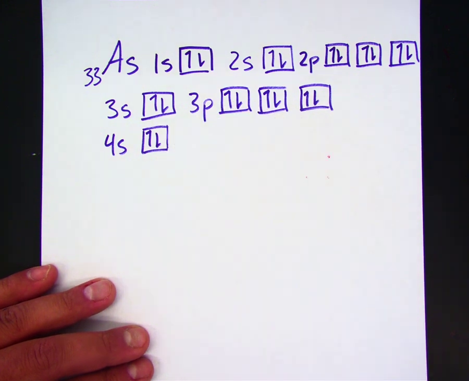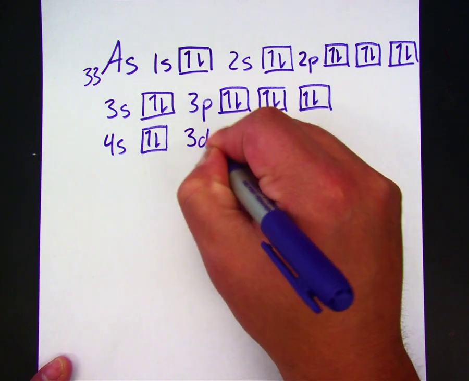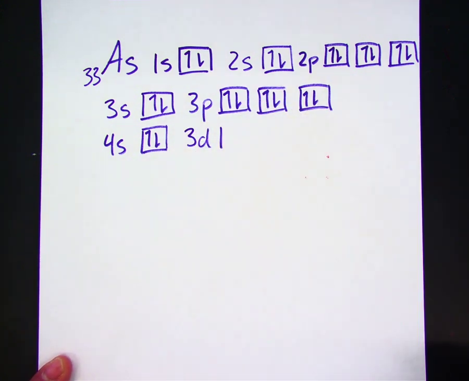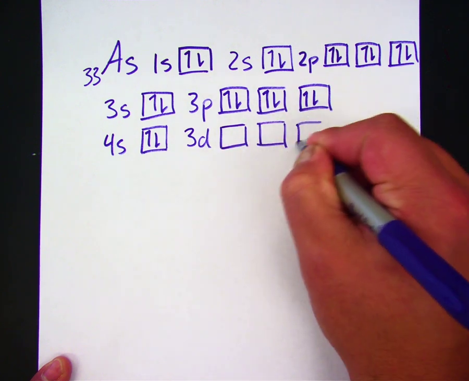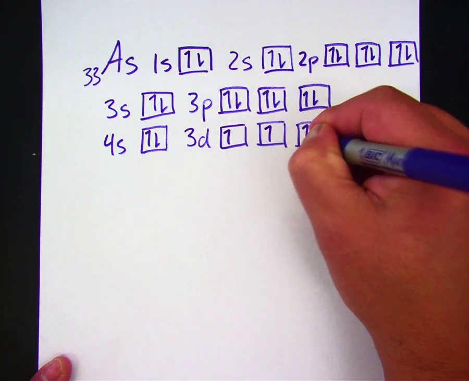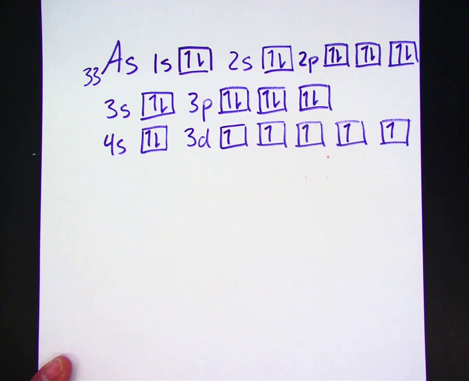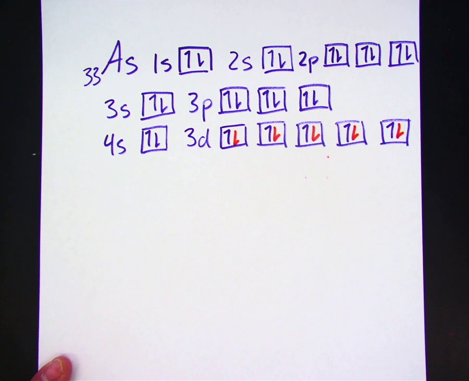Whoa! I would have been wrong there, wouldn't I? What comes after 4s? And you want to read this just like a book. 3D, and it says it right there on this periodic table, which makes it nice. 3D. And how many rooms are in a D block? 5, right. So this is like a 5-bedroom house, pretty big place. So you got 1, 2, 3, 4, and 5. Good. So you got up, up, up, up, up. I'm going to switch colors so this contrasts a little bit better. And then down, down, down, down, down. Just like that.